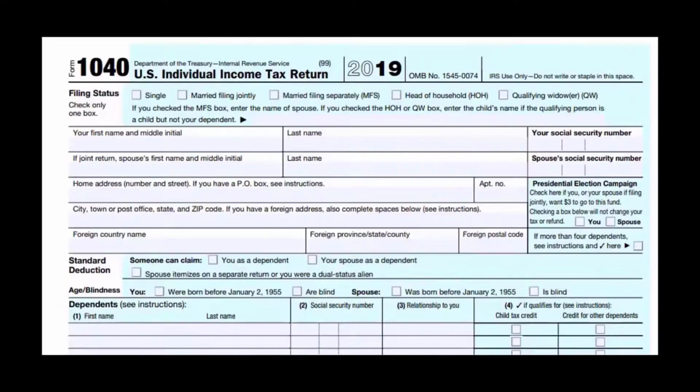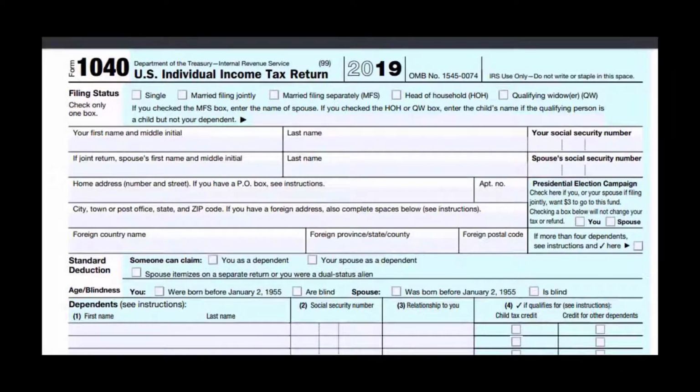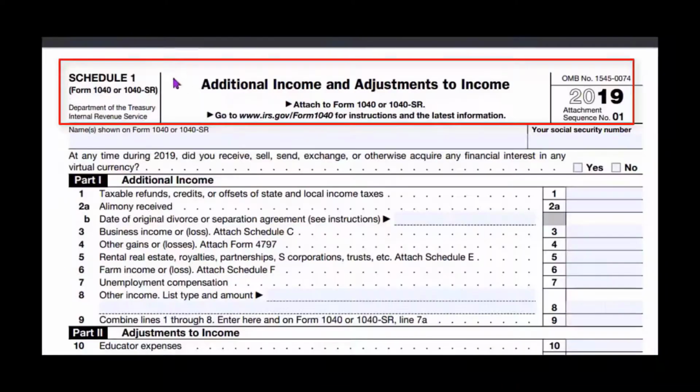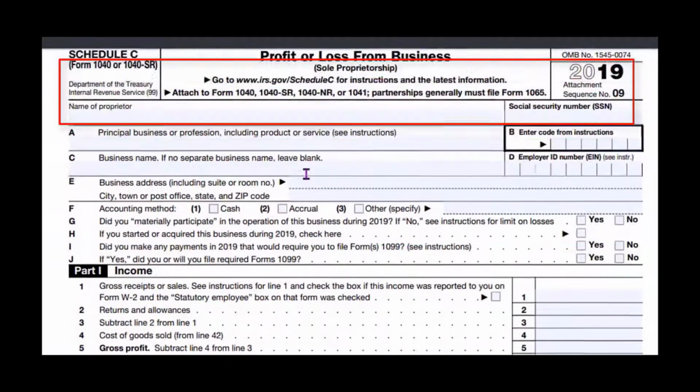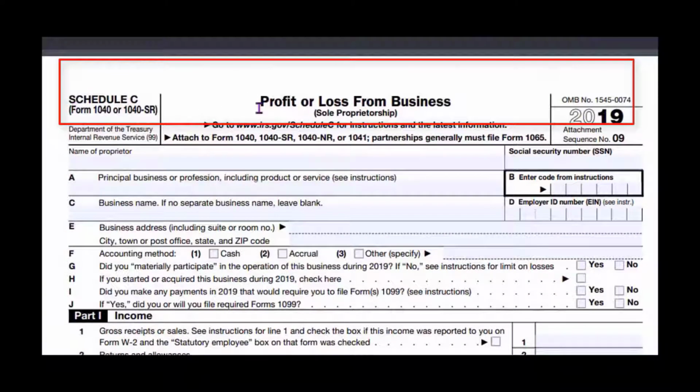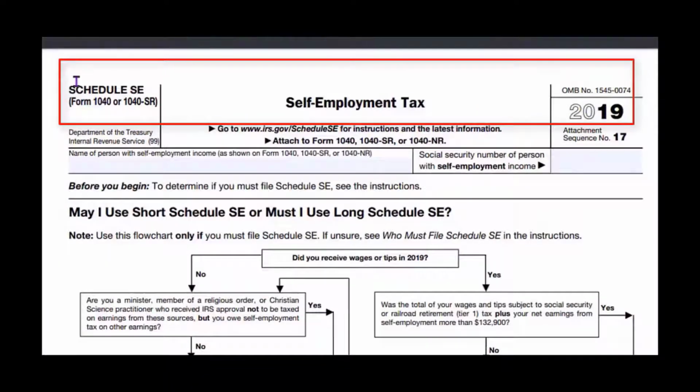So Maria has pulled up the forms that were explained by her friend. She pulled up the Form 1040. She pulled up Schedule 1 of the Form 1040, Additional Income and Adjustments to Income. She's pulled up the Schedule C, Form 1040, Profit or Loss from Business, Sole Proprietorship. And she's pulled up the Schedule SE, Form 1040, Self-Employment Tax.